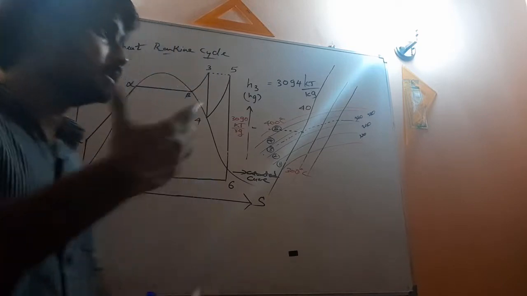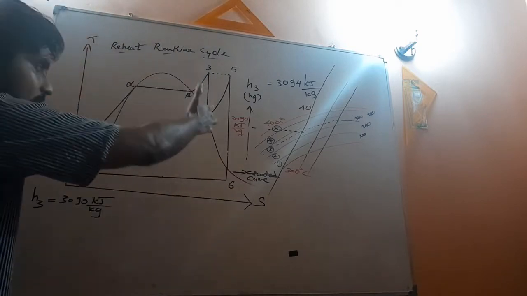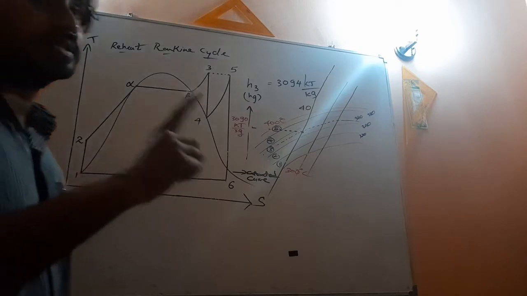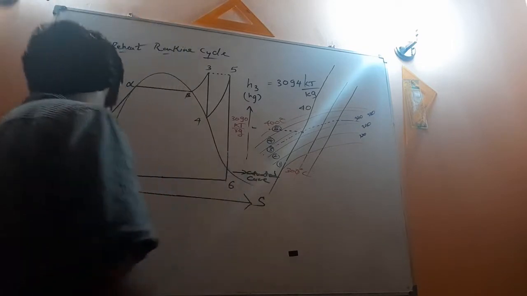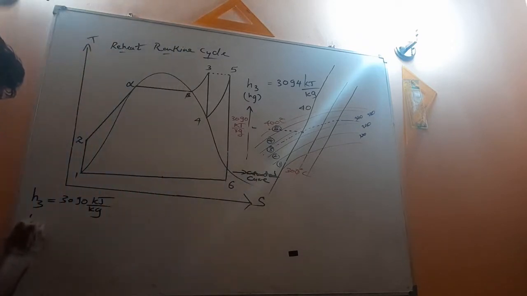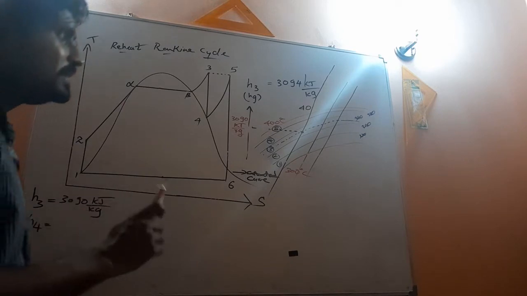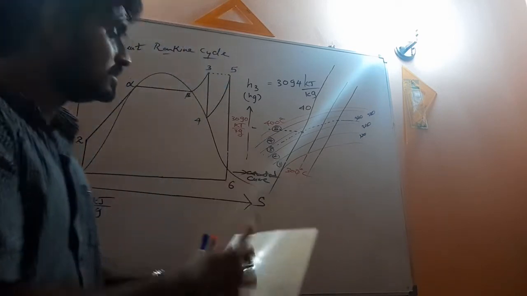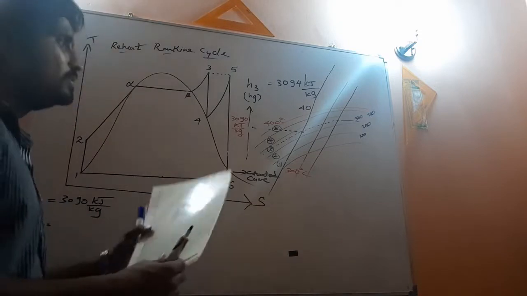So what is the enthalpy at the end of the first high pressure turbine expansion? So that is H4. So how to find H4? Finding H4 is very easy if you are going to consider the HS chart, right? So this is how to do that.